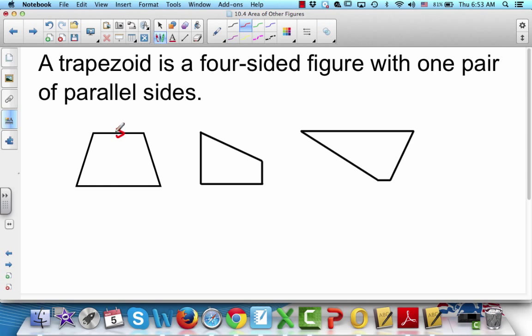And one of the ways that you can indicate parallel sides is by putting arrows on there like that. Okay, so that lets you know that those two sides are parallel. Which sides are parallel in this one? Yeah, these two right here. This one and this one. Okay? And on this one, what are the parallel sides? Obviously not these two, right? So it's these two right here. Okay. Those are the parallel sides.